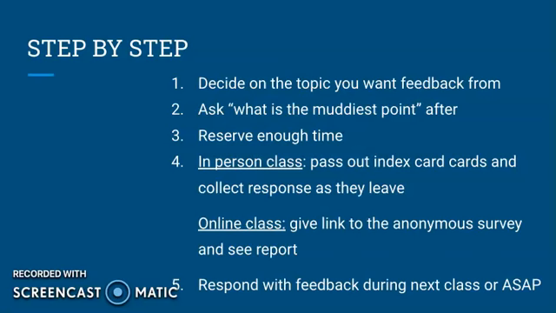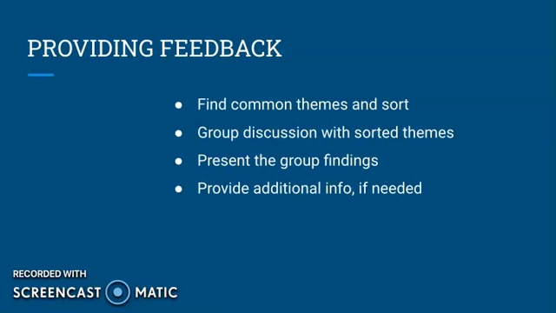So how would I provide feedback with this technique? First, once I gather all the feedback, I will find common themes and sort them into 3 to 5. And then the next class, I will divide the students into 3 to 5 groups, depending on the number of students, with sorted themes of questions. And I want them to discuss their questions as well as the clearest point.